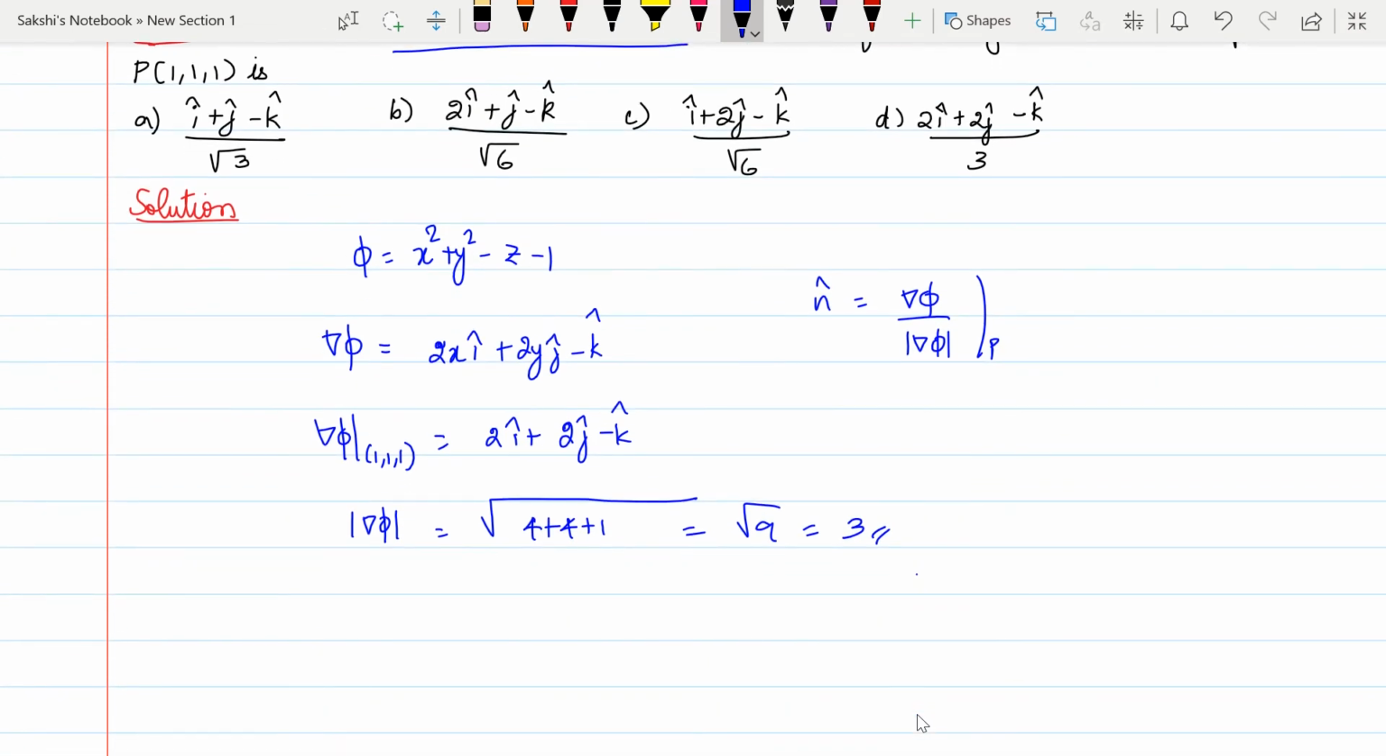So now your unit vector normal to this particular surface will be 2i plus 2j minus k cap by 3, which is option D.